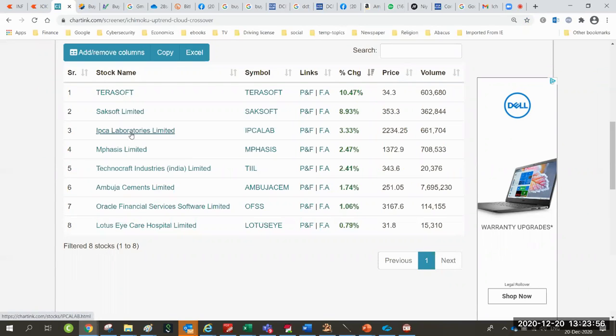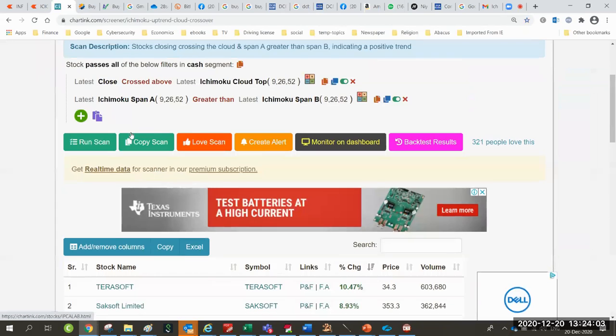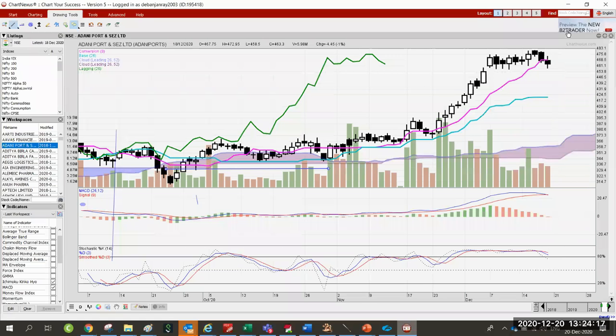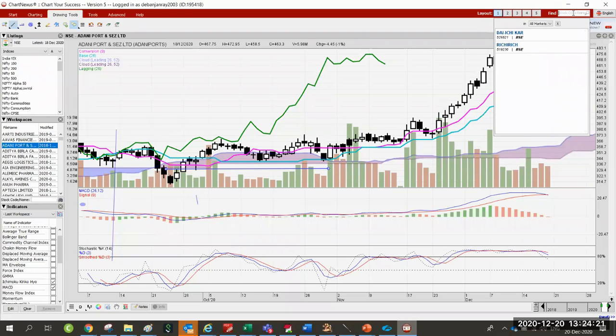IPCA Laboratory, for example, is now showing. Now we'll see the IPCA Laboratory. This formula is what? It is the top cloud, it is crossing that. So you can put other formulas also. You can configure and you can observe this one. So let's go to Ichimoku, sorry, the IPCA, correct?